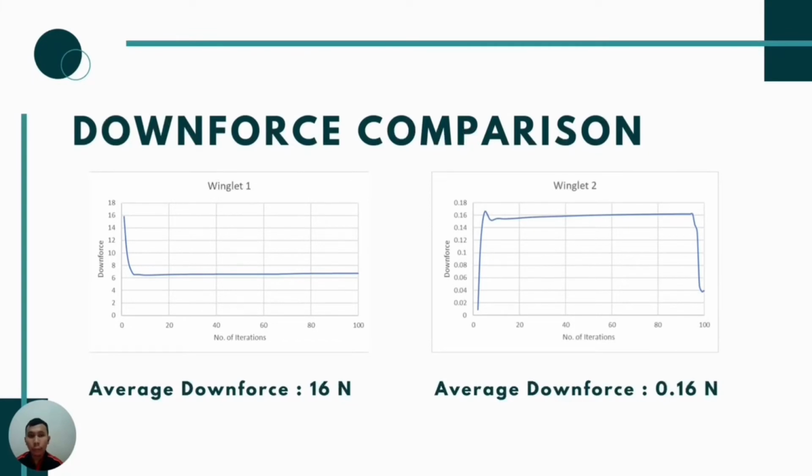Now, we move to the downforce comparison. After collecting all the data from the ANSYS software, we plotted the graph. Then we got the average downforce for winglet type 1 is 60 Newton. Meanwhile, for winglet 2, we got its average downforce is 0.61 Newton. You can see that the downforce produced by winglet 1 is much better compared to winglet 2. This is due to the aerodynamic shape, compared to design 2, which is a shape that does not follow the standard of aerodynamic shape.